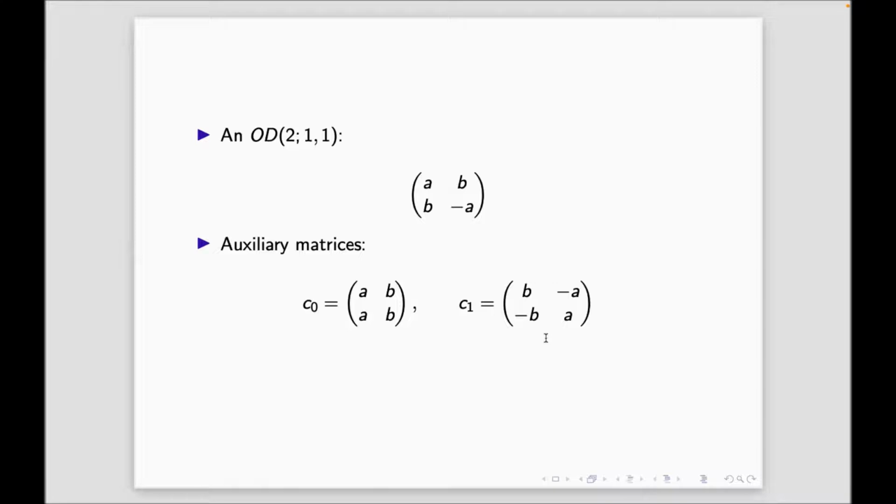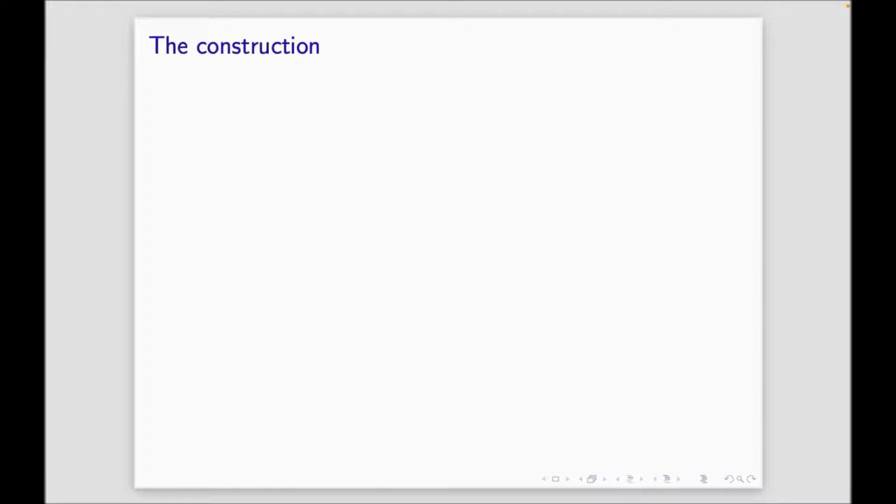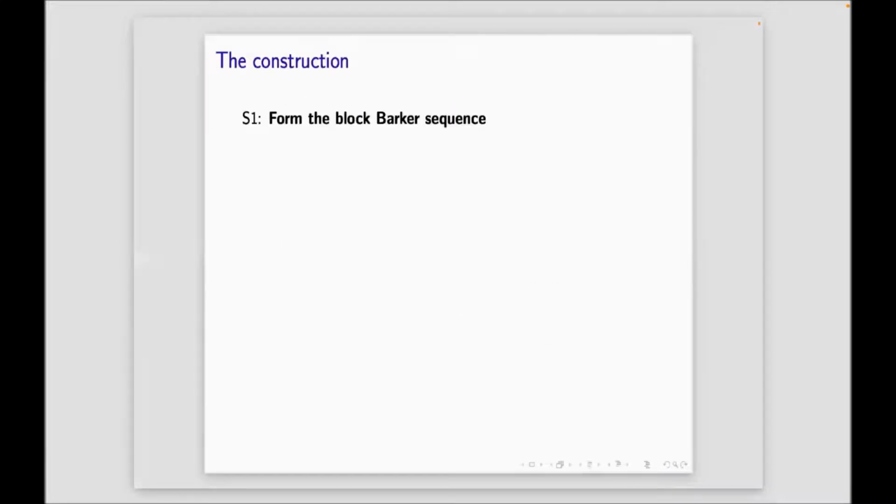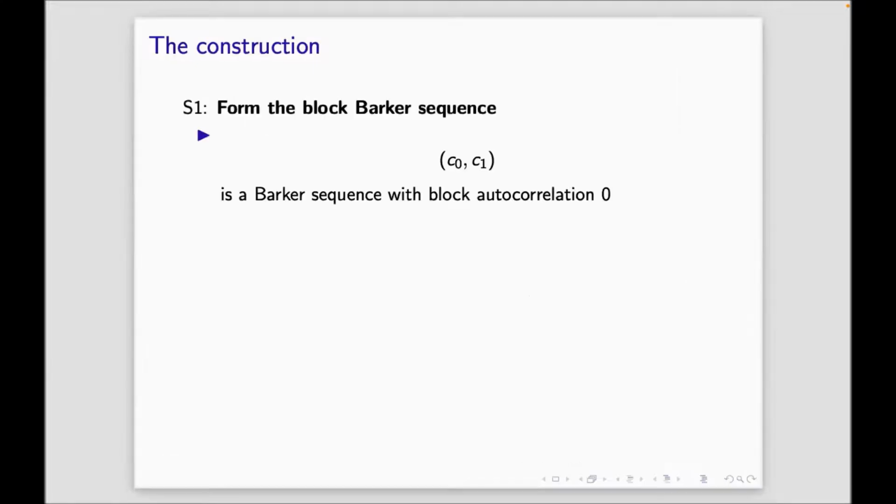Anyways, so the construction goes step by step. Step 1, form the block-Barker sequence. Now I talk about the block-Barker sequence. I take C0 and C1 in a row. This is a sequence consisting of the first matrix C0, which I showed you in the previous slide, and C1. It is a block Barker. It means if you shift C0 and C1, the two are orthogonal to each other. Namely, the autocorrelation is going to be 0, blockwise. So the block autocorrelation is 0.